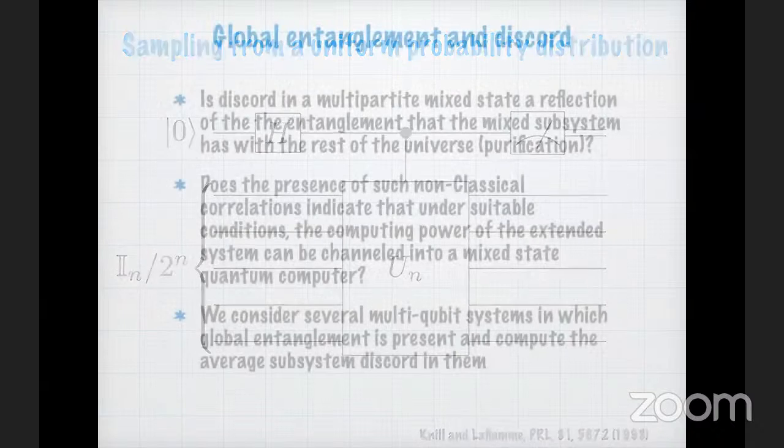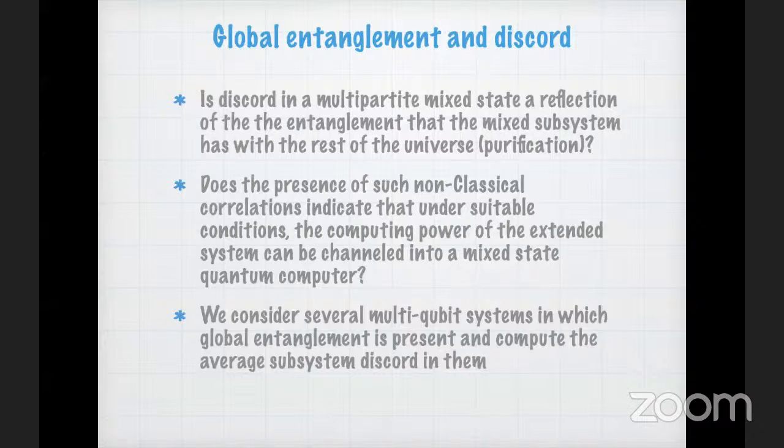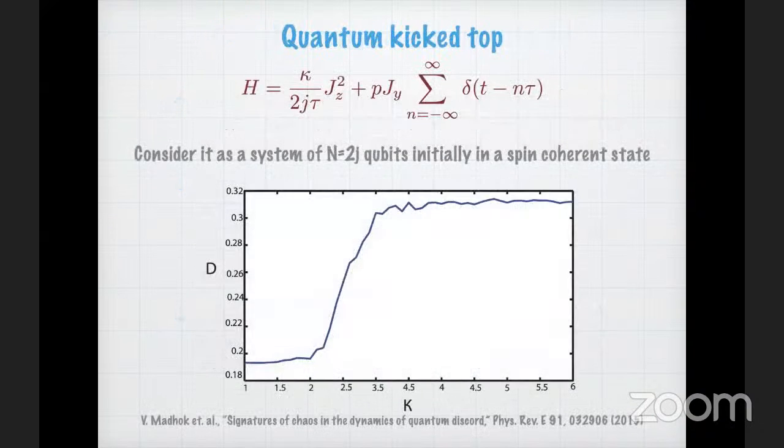Okay. So this is essentially what I had said just now. So what we are going to do is we consider several multi-qubit systems in which global entanglement is present, and we try to compute the average subsystem discord in them, or the discord of a particular subsystem in them. So this is the reason for the title that I had given: non-classical correlations in subsystems of large entangled states.